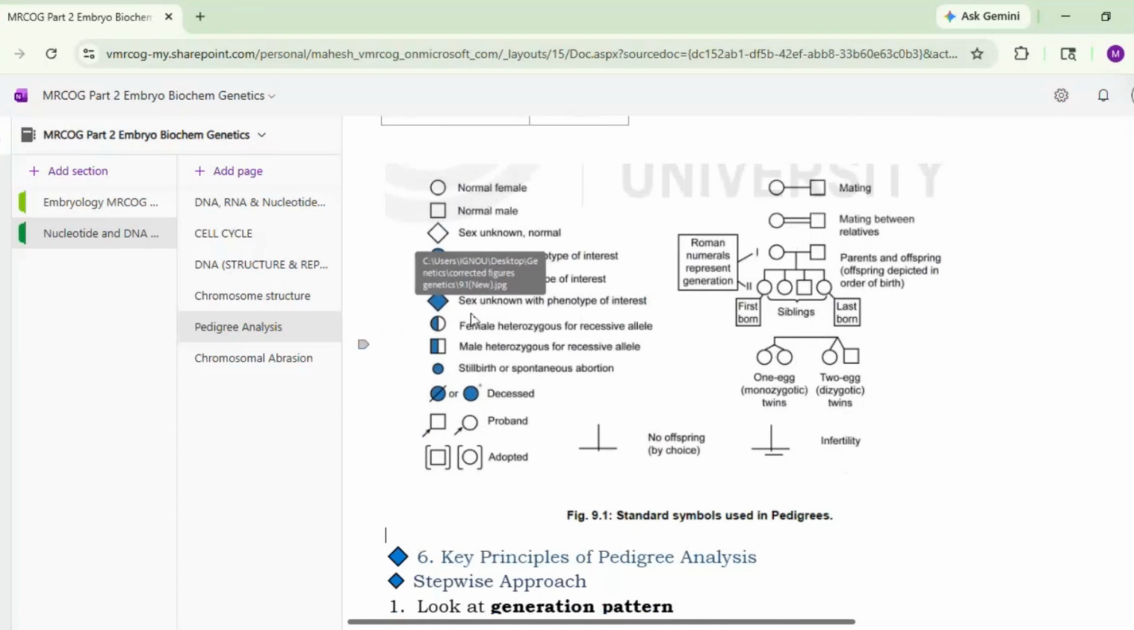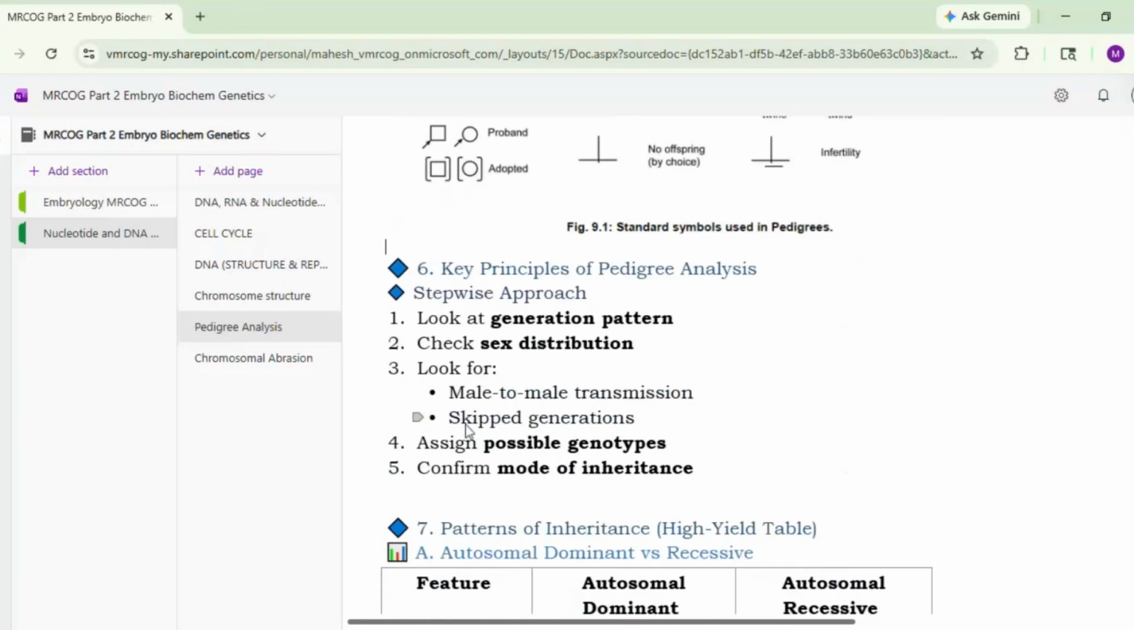Okay, so sex unknown with phenotype of interest, this will be completely darkened. Female heterozygous for recessive allele, half is shaded. Okay, male heterozygous for recessive allele, half is shaded. When there is a stillbirth or spontaneous abortion, full is shaded. Okay, this is the way the disease is shown. If the person is diseased, then it is shown like this. Okay, so the proband will be shown like this with the arrow. Okay, so these are the few symbols. Sometimes they can ask you in the SBA, so I have just covered it.